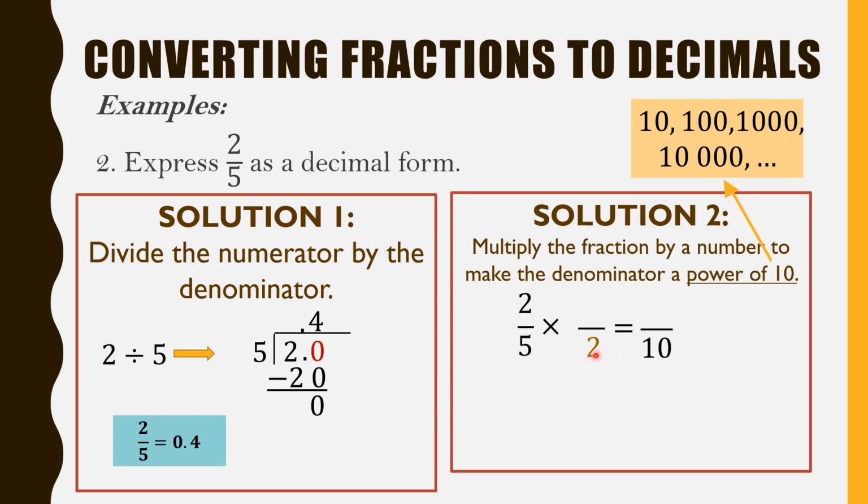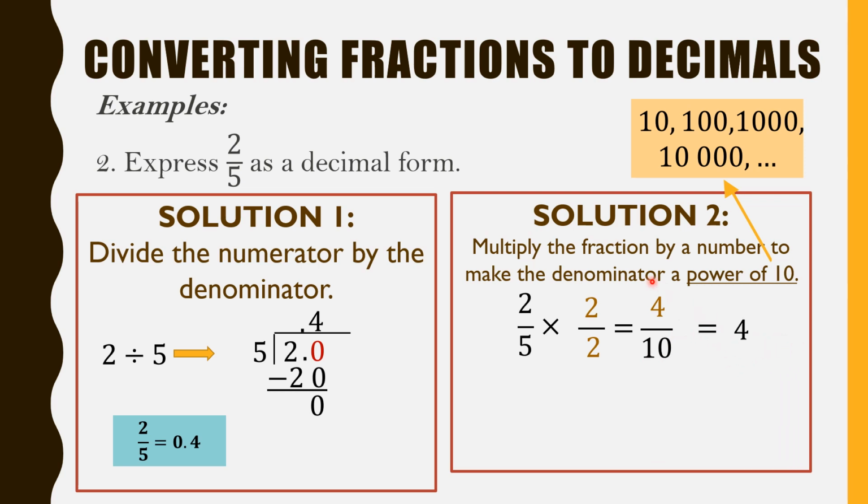Alright, so we have 2. And then, since we are multiplying 2 to the denominator, we are also going to multiply 2 to the numerator. And 2 times 2 is equal to 4, and that's it. Just like what we've done earlier.